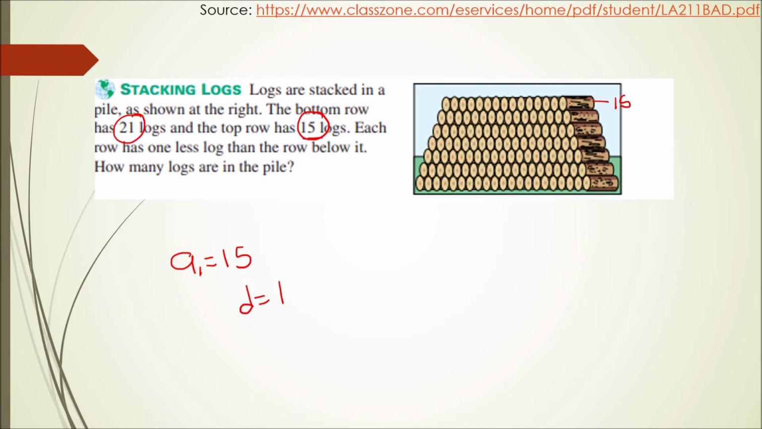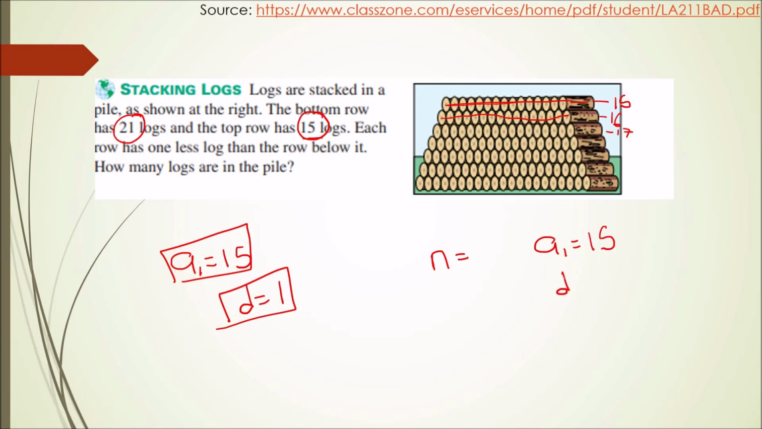Okay, so if this has 15 logs, the next one should have 16. Next one should have 17. Okay, so each row has one less log than the row below it. If this row has 15, it means this row has 16. So our A1 is 15, our D is 1. How many logs are in the pile? So we're actually looking for n.